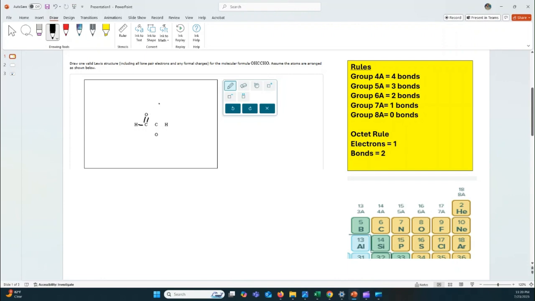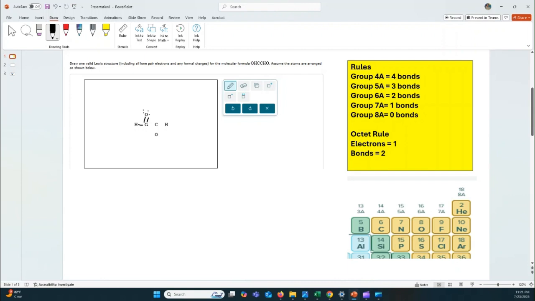And also, we're going to follow what's known as the octet rule, which means that an element would either like to gain, lose, or share electrons just to make sure that they have 8 within the outer valence shell. So in this case of oxygen and carbon, these double bonds count as 2 each. So that's 2, 2, so that's 4. And then we're just going to draw the last 4 electrons as lone pairs around it just to make sure that it follows that octet rule. So overall it has 8.